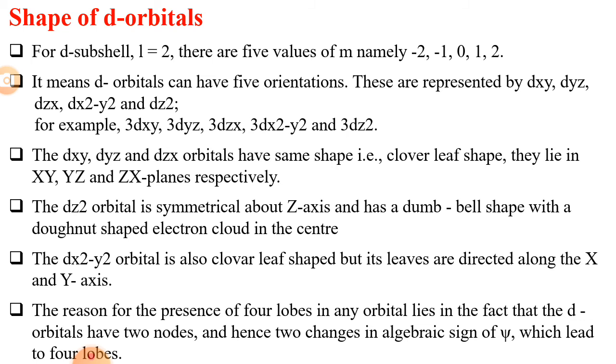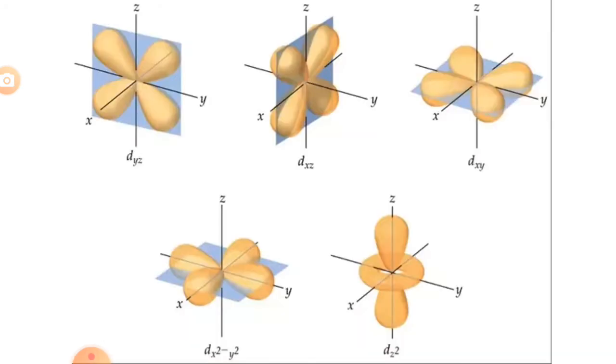The dz square orbital is symmetrical about the z axis and has a dumbbell shape with a donut shaped electron cloud in the center. This is the last orbital, dz square. It is dumbbell shaped and it looks like it has a donut shaped electron cloud.